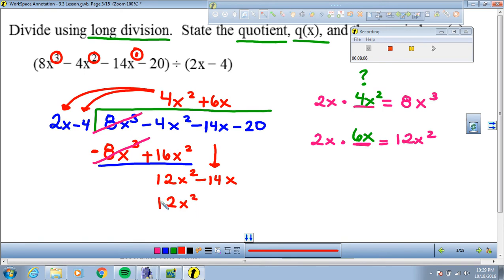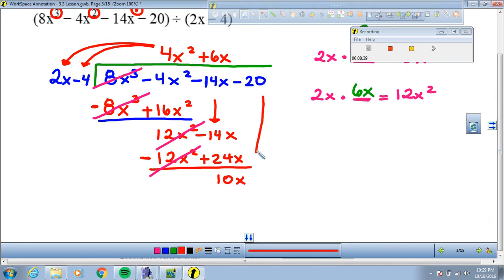But remember, I told you when you write the answer here, change the sign to the opposite. So if positive times positive is positive, make it negative. 6x times a -4, it's a -24x, but when you write it here, you put positive 24x, because you're changing the signs to the opposite. And then combining like terms, 12x squared minus 12x squared cancels. -14x plus 24x, 10x.